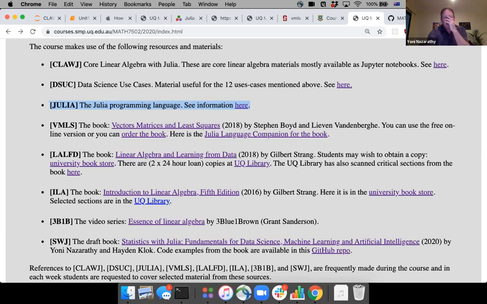Okay, so when you install Julia, you need to be able to run Jupyter notebooks. All right, let's move on. The next reference is VMLS. That's this great book.